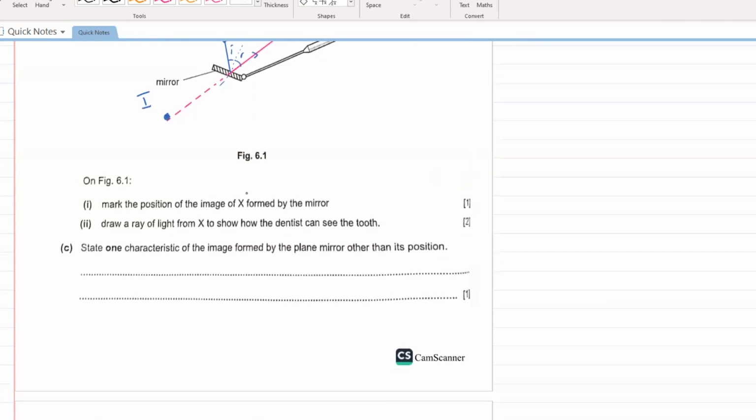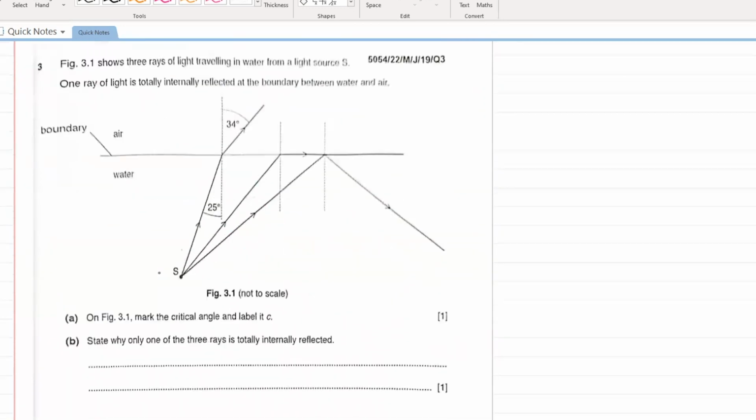State one characteristic of the image formed by the plane mirror other than its position: it is upright. Let's move on to the next question.